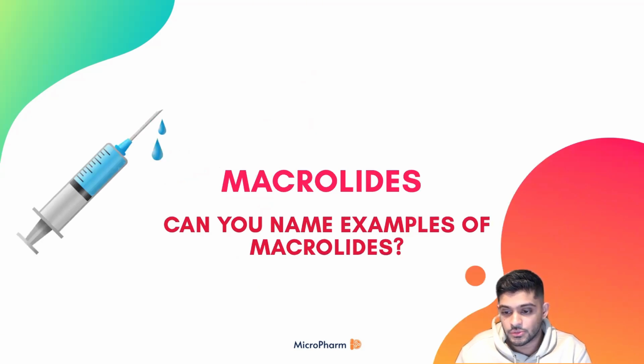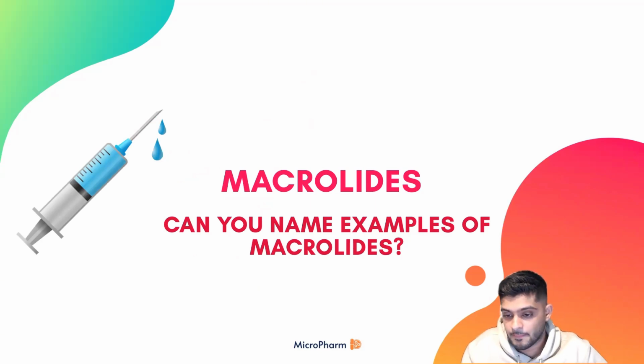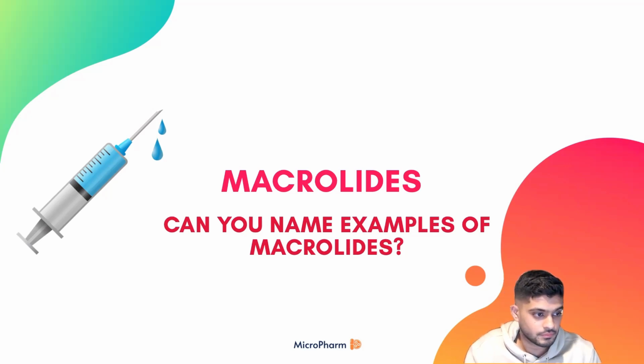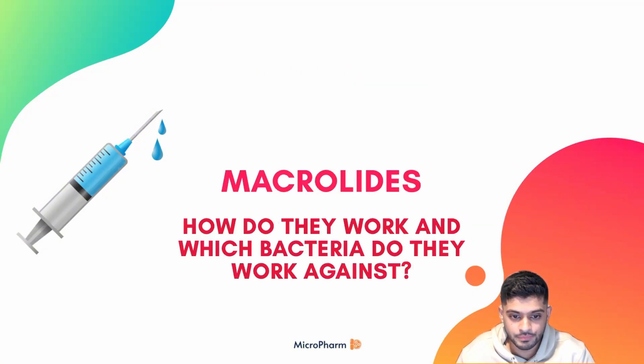So now let's go through examples of macrolides. Yes, so if the rash occurs within 72 hours after administration of the penicillin, it's likely related to the penicillin. After 72 hours, it's much less likely to be related to the penicillin. Yes, erythromycin, clarithromycin, azithromycin. Those are your three examples to remember. Absolutely. How do they work and which bacteria do they work against? Yes, they inhibit bacterial protein synthesis.